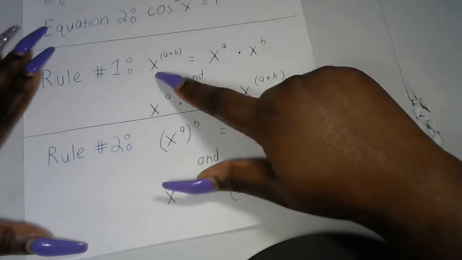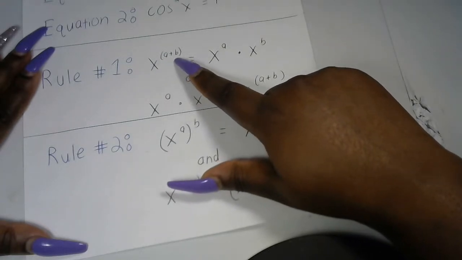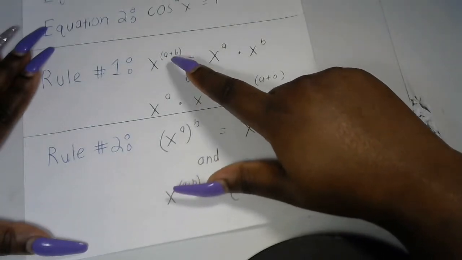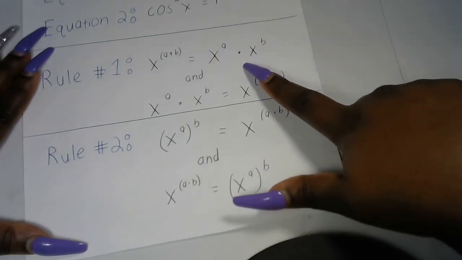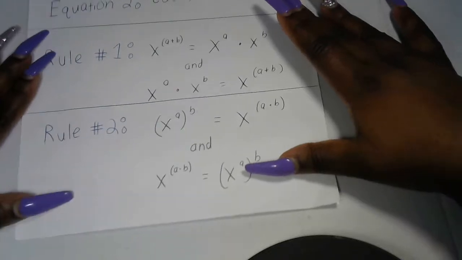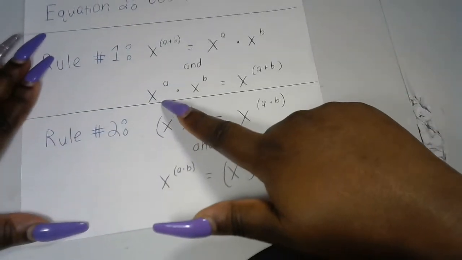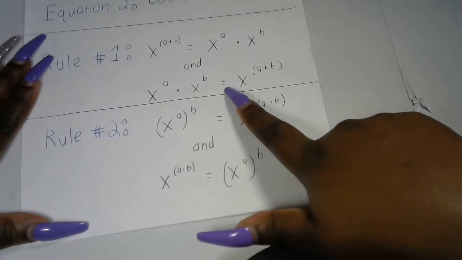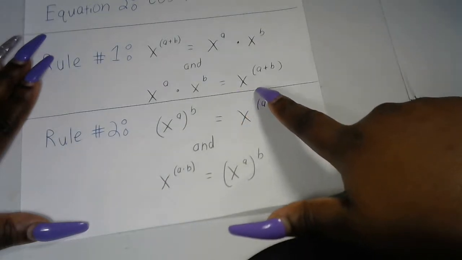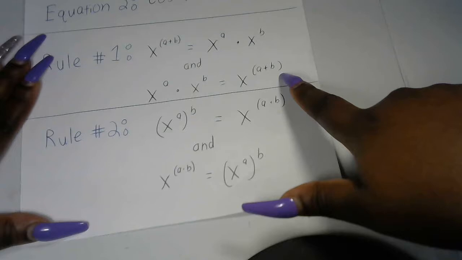For rule number 1, x to the power of a plus b, if a plus b is a number, is equal to x to the power of a times x to the power of b. Also, x to the power of a times x to the power of b is equal to x to the power of a plus b.